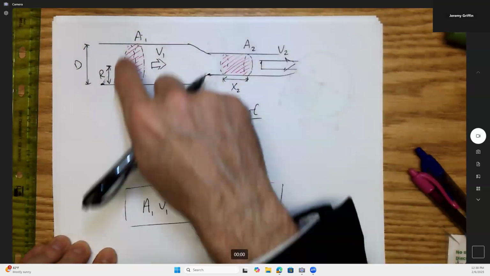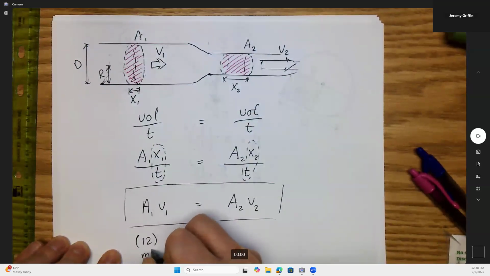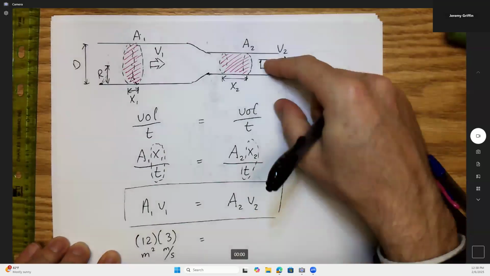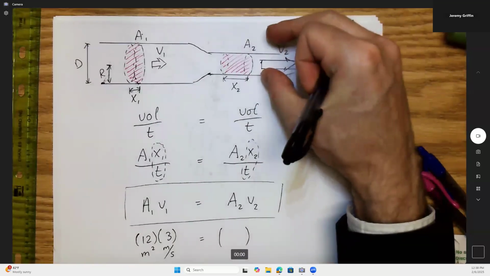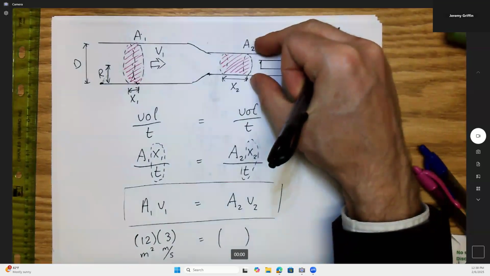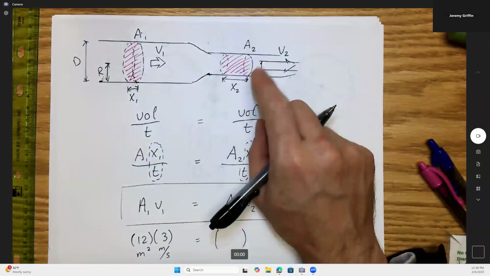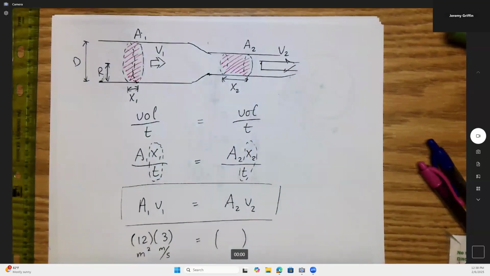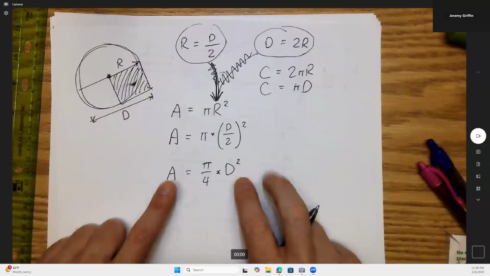Let's say the original cross-sectional area was 12 units, maybe 12 square meters, and the water's flowing through it at, let's say, 3 meters per second. Okay. And now over here in the smaller pipe, I'm going to throw in a bonus question. Suppose the small pipe diameter is half the big pipe diameter. If it's half the diameter, it's how many times the area? And don't say half. 1/4. Because that goes back to this relationship right here. Half squared is a quarter.